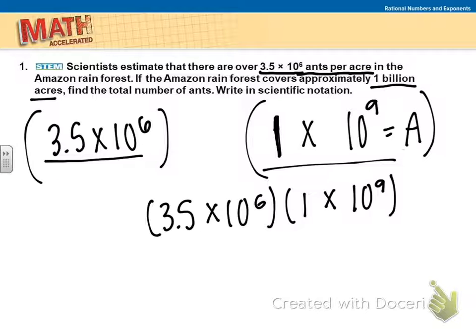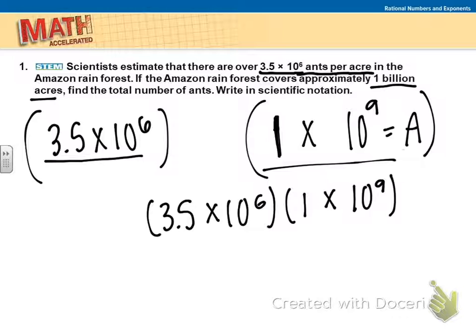Which property? Associative, yes. Associative says I can group different numbers together, and commutative says I can move them. They can commute, they can move to different places, right? It doesn't change it. So we're going to use both of those properties to work this problem.